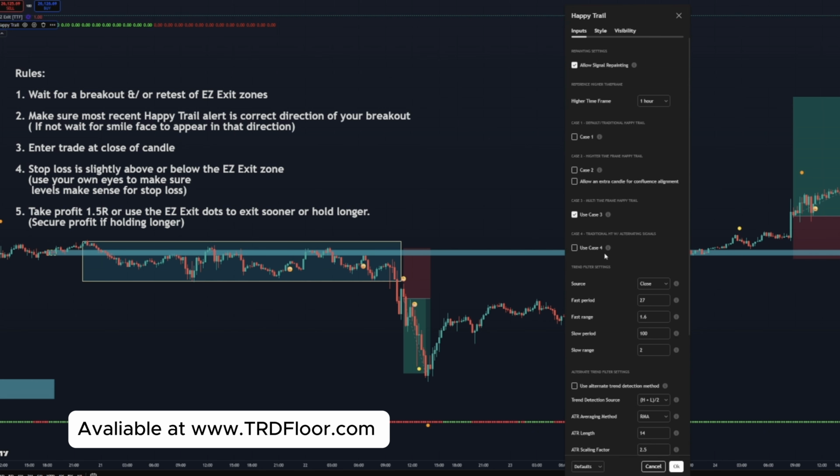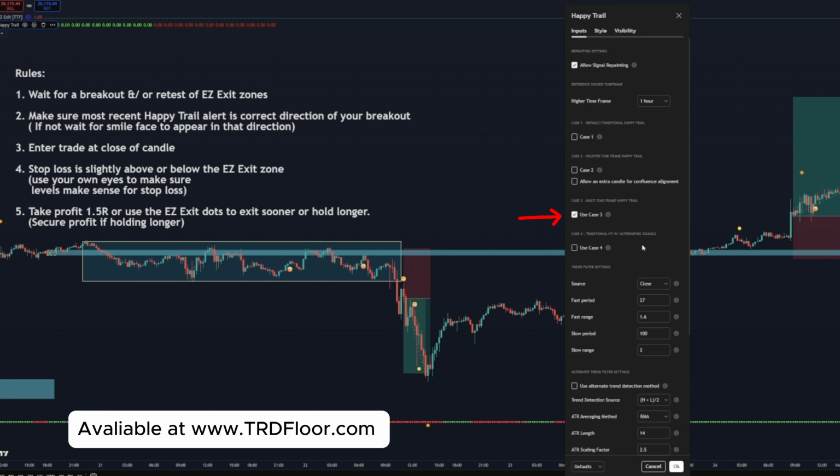With Happy Trail, I usually do use case 3, but sometimes I'll use case 2. It all just kind of depends. There are multiple cases. Again, if you are in the TTF community and you have access to these indicators, just go check out the tutorial videos. I explain what each case does in them. But usually I am working between case 2 or case 3. For the most part, lately I've been using case 3, and I do intend to continue to use case 3.